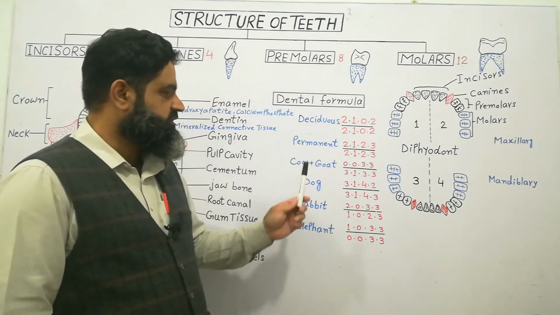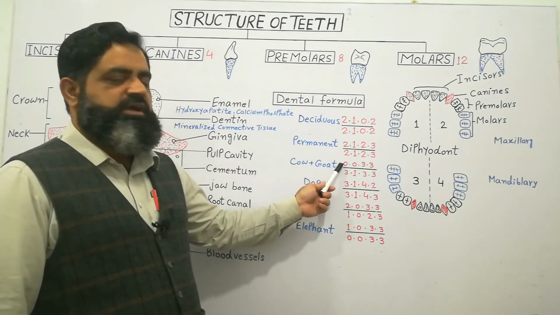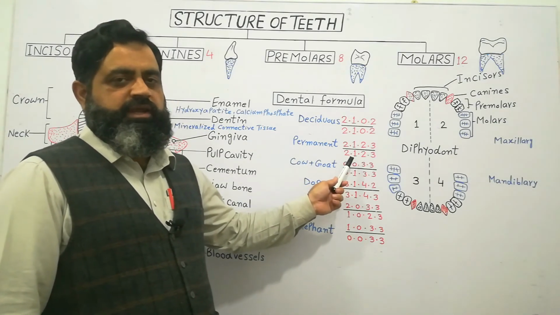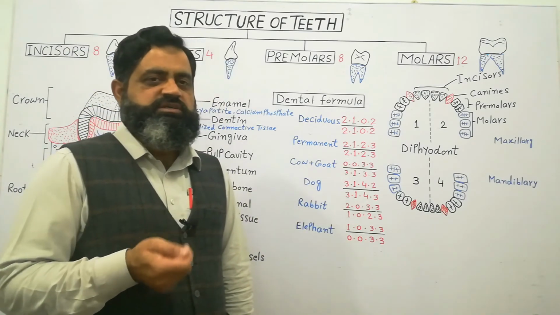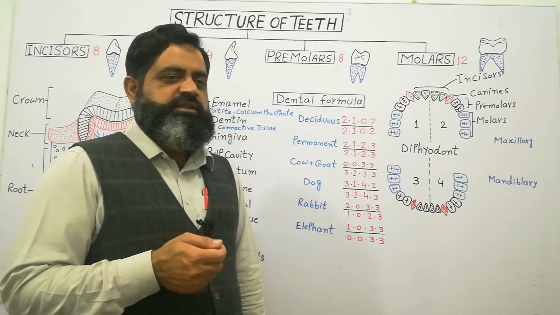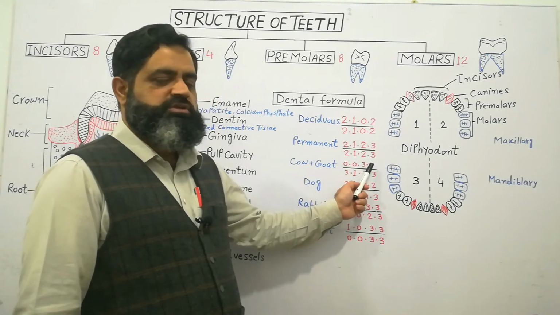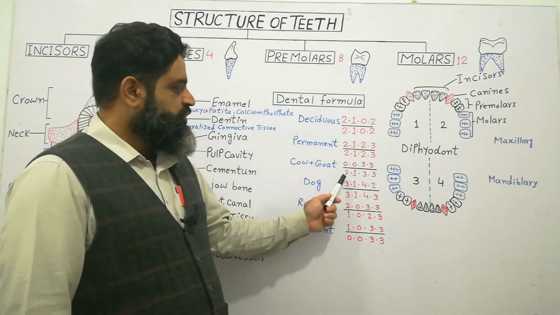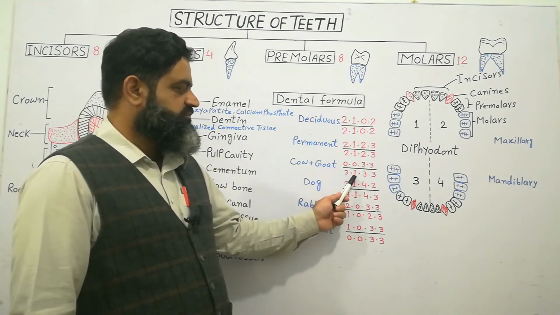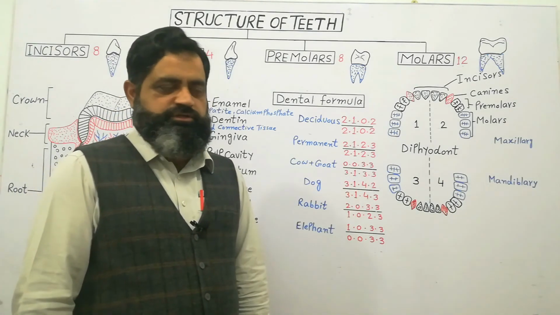Similarly, I have taken an example of a herbivore, which is a cow or goat. They do not have incisors or canines on the upper jaw because they are herbivores. They usually feed on grass and vegetables, and they have 3 premolars and 3 molars for proper grinding of the grass. But their lower jaw contains 3 incisors, 1 canine and 3 premolars and molars.